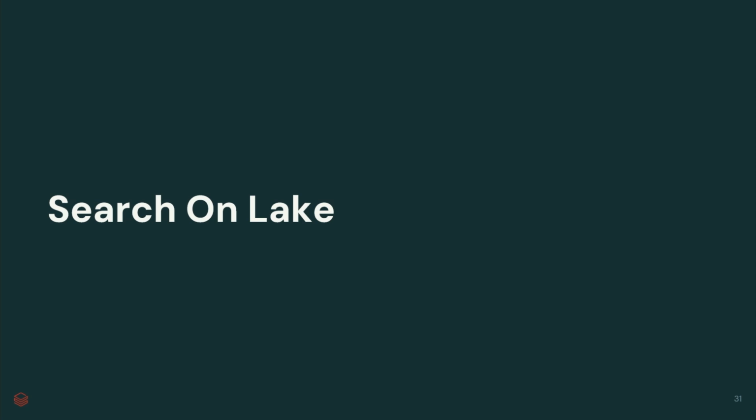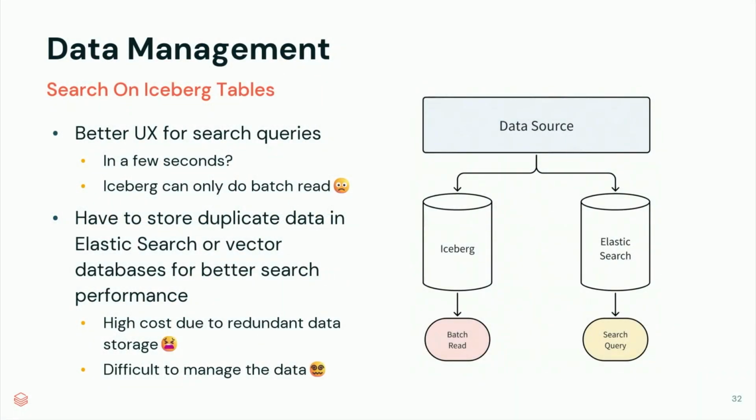The next thing I'd like to talk about is how we get the search ability on the Magnus Lake. For a better experience of search queries, such as full-text searching, we hope they can finish in a few seconds to be usable for the business. But unfortunately, Iceberg is designed for batch queries. So we have to duplicate the data to other search engines like Elasticsearch to get better performance. And this will make the data hard to manage and cause additional storage cost.